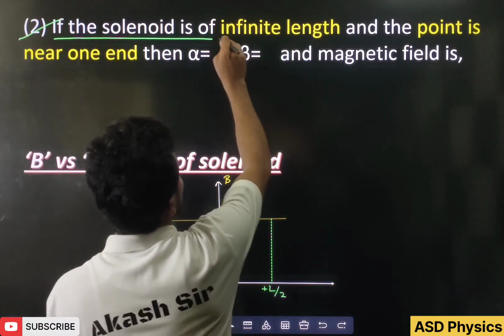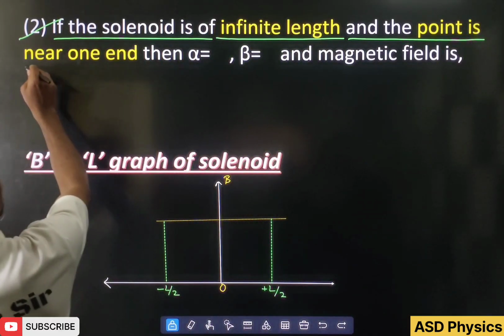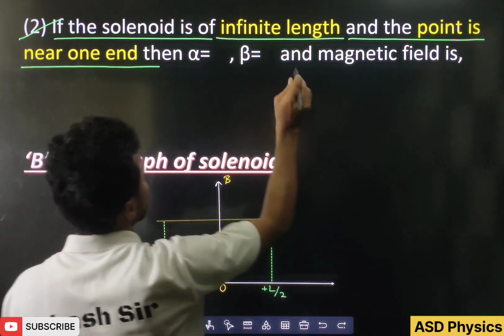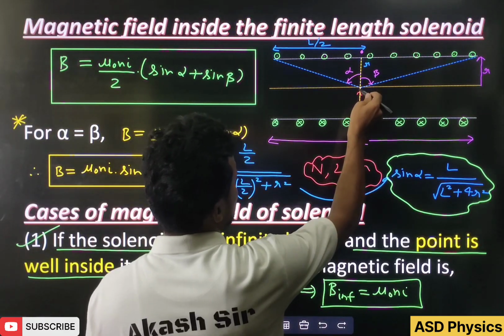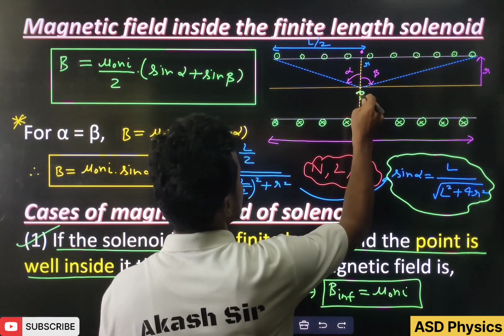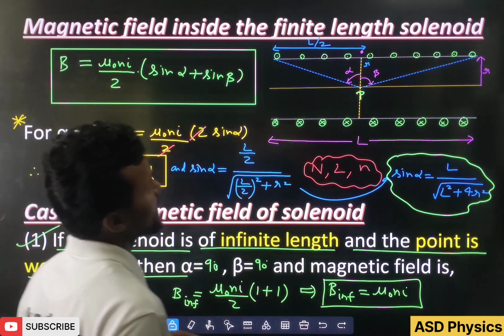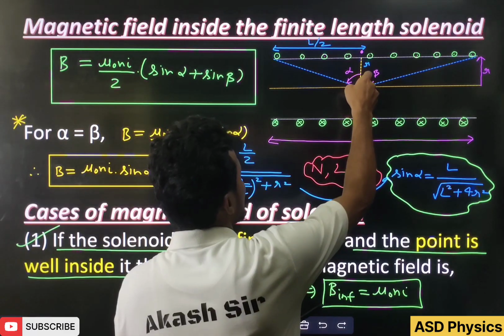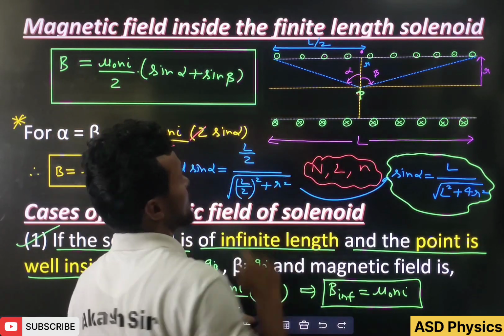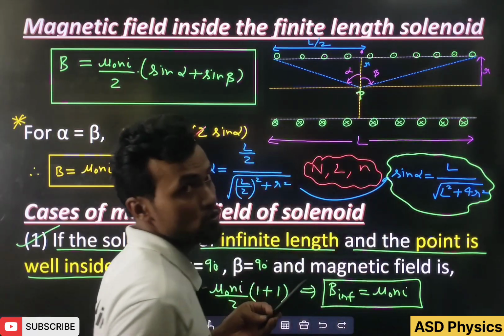If the solenoid is of infinite length and the point is near one end, then what are the alpha and beta values? Think here: this point P is at one end. So what you can do is take this solenoid only on this side, so that the point P comes at one end.